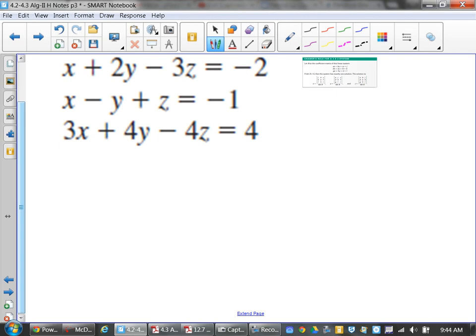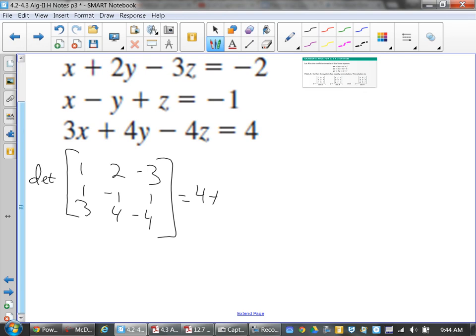So my coefficient matrix is going to be 1, 2, -3, 1, -1, 1, 3, 4, -4. And what do you think I'm going to do to that coefficient matrix right away? Find the determinant. So downward diagonals, we have 4. 2, 1, and 3 is 6. -3, 1, and 4 is -12. So I get -2 for that.